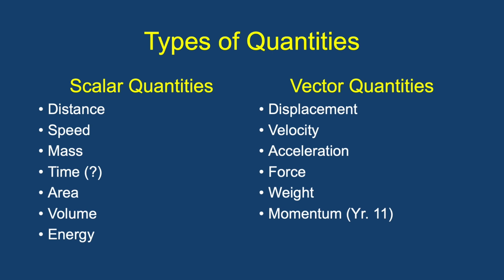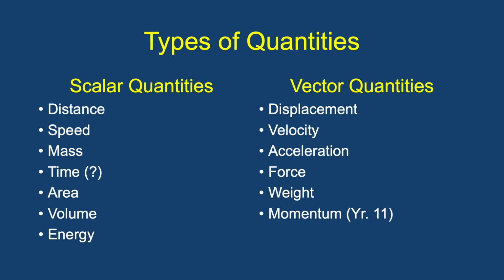When we start talking about scalar and vector quantities, here are some examples of each of them. Distance, speed, mass, time, area, volume, energy. All of these things are scalar quantities as far as we're concerned in Year 10. What about some vector quantities? Displacement, velocity, acceleration, force, weight, momentum. That's a Year 11 concept.